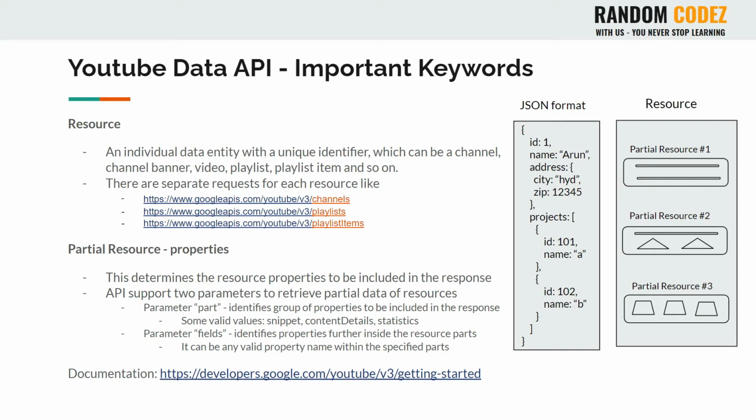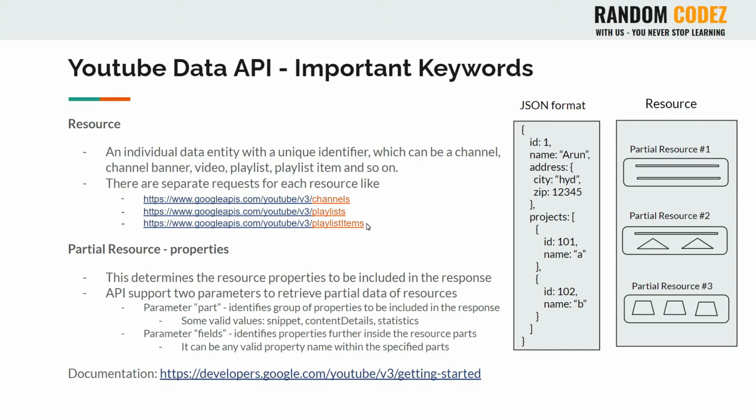Now, let's look at the keywords resource and partial resource. Resource is an individual data entity with a unique identifier which can be a channel, channel banner, video, playlist, playlist items, and so on. There are separate requests available for each resource on this particular API, like the ones mentioned here. The first one is to retrieve the data for channels, second one is to retrieve the data for playlists, and the third one is to retrieve the data for playlist items.